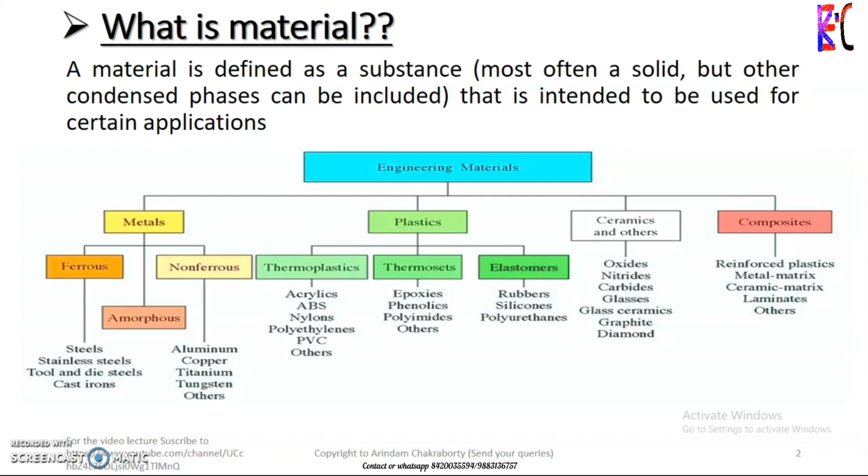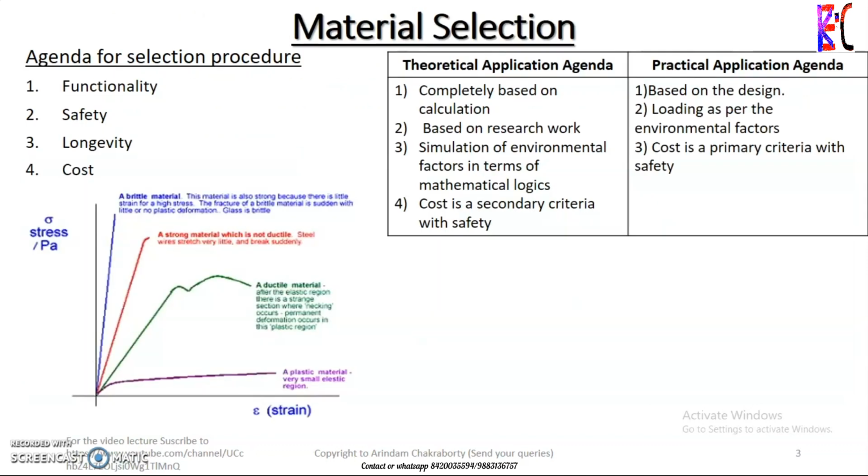So let us start with the basic patterns of material. Before that, we should know how many types of failures there are. There can be only two types of failure: one is ductile failure and the other is brittle failure. So let us see how we select a material. The selection procedure starts with functionality, safety, longevity and cost.